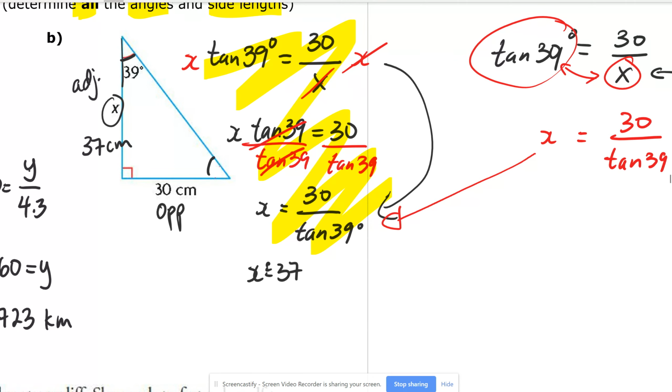I have to know the other angle. So this angle down here, well, that's 90 minus 39 because the sum of all three angles have to add up to 180. So 90 minus 39 is 51 degrees. Okay, and then the hypotenuse, the third side.